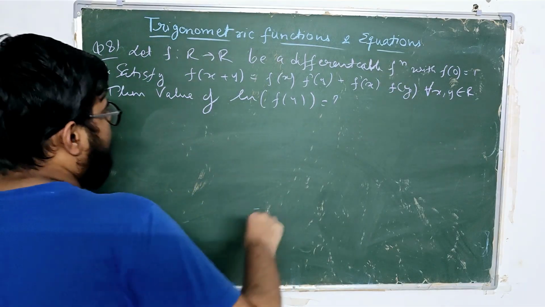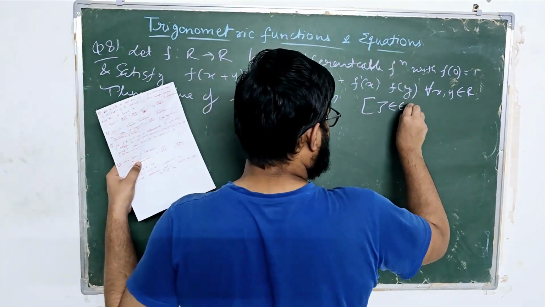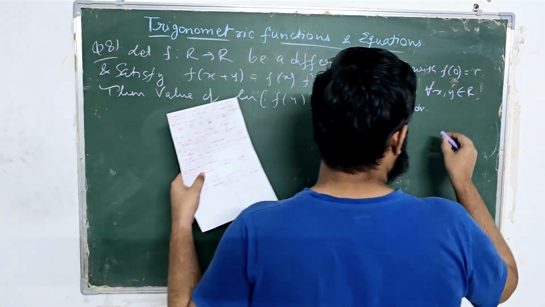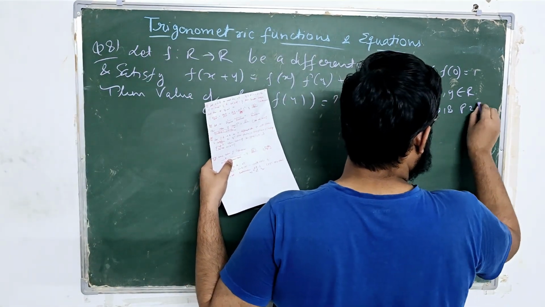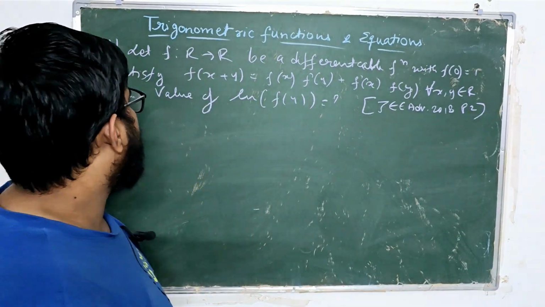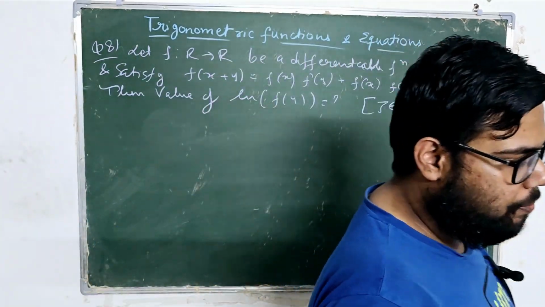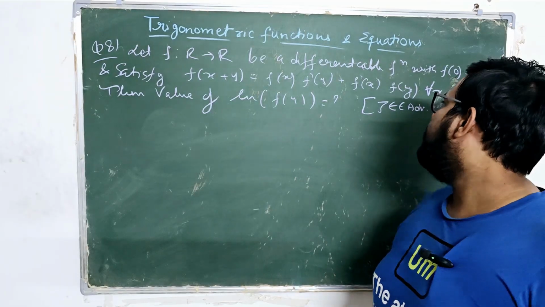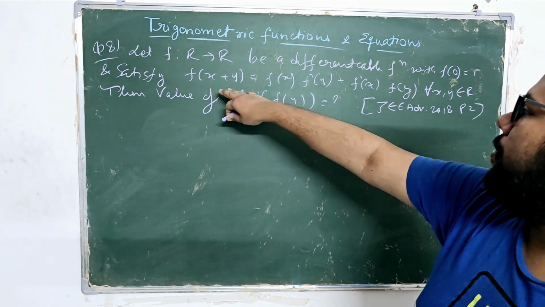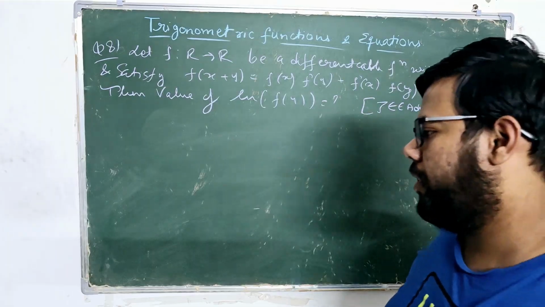Okay, it is from JEE Advanced 2018 paper 2. Okay, so the question is, there is a function which is going from real to real, and it is a differentiable function with function at 0 is equal to 1, and it satisfies this functional equation. So let's see it.